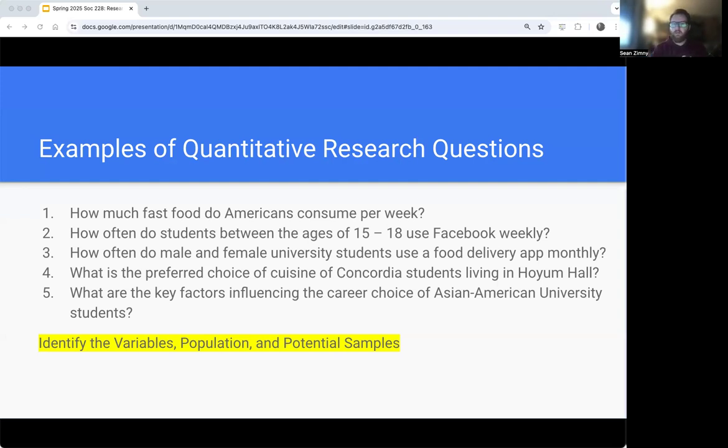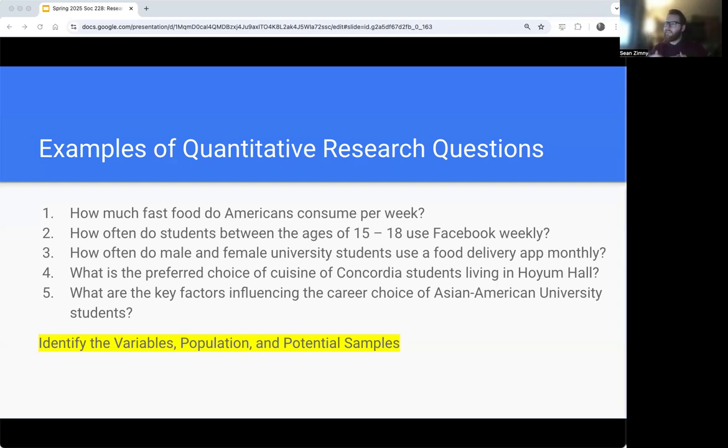Whereas the population would be students aged 15 to 18. Well, what could be a potential sample for that population of students aged 15 to 18? Maybe it's high school students in a specific state or high school students nationwide with a random sample. So you send the survey out to thousands and thousands of students, 15 to 18, randomly, and you get a certain sample of that population that actually take that survey. And you can look at different demographics to make it more representative as well.